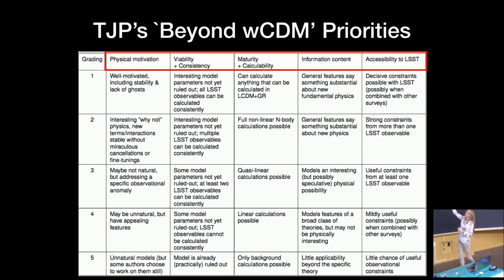Information content. Does the theory make some concrete predictions for deviations from lambda CDM that cannot be taken away by tuning down a parameter, for example? And finally, accessibility to LSST.